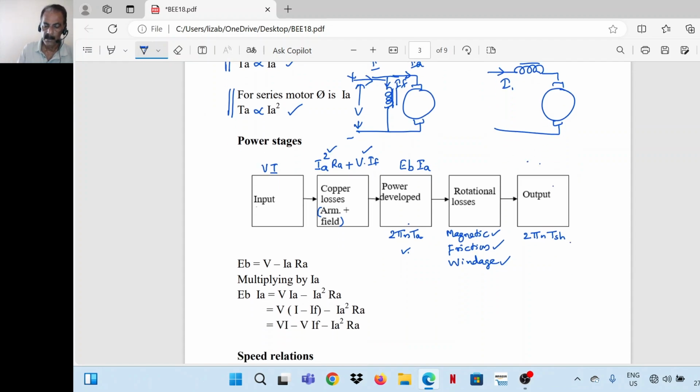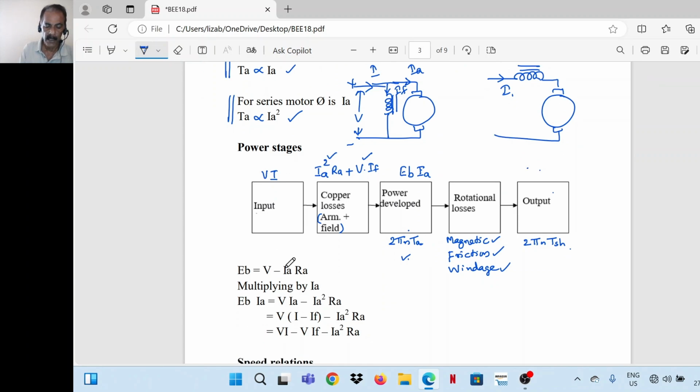So this relation, see here we know that Eb is equal to V minus Ia Ra. So if we multiply throughout with Ia, Eb into Ia is equal to V into Ia minus Ia square Ra. Then substitute for Ia. Ia, this is the armature current, which is equal to I minus If. So we'll get Vi minus V If minus Ia square Ra. That means input minus field copper loss minus armature copper loss is the power developed by the armature.